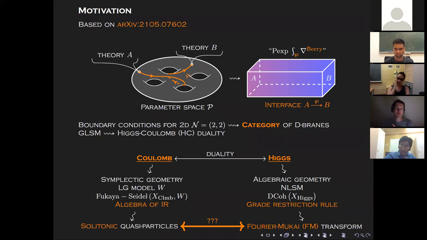Also, I will concentrate on so-called gauge linear sigma models with matter content encoded by a quiver. This theory enjoys the so-called Higgs-Coulomb duality. And as follows from its name, it's a duality between Coulomb and Higgs branch observables. A peculiarity of this situation is that the Coulomb branch tends to live in the realm of symplectic geometry, whereas the Higgs branch belongs more to the world of algebraic geometry. In particular, on one side, the infrared behavior of my theory is usually described by a Landau-Ginzburg model with an induced superpotential. On the other side, it is more like a nonlinear sigma model.